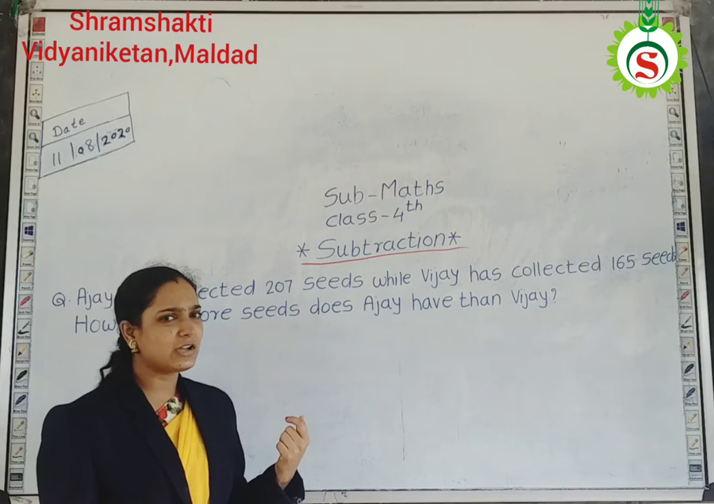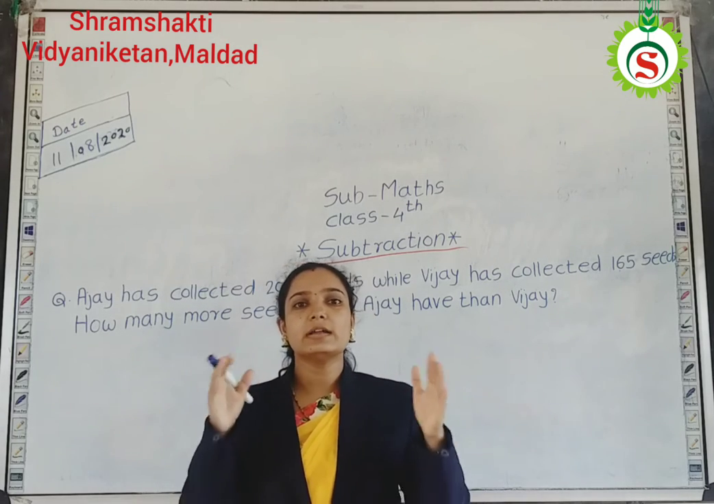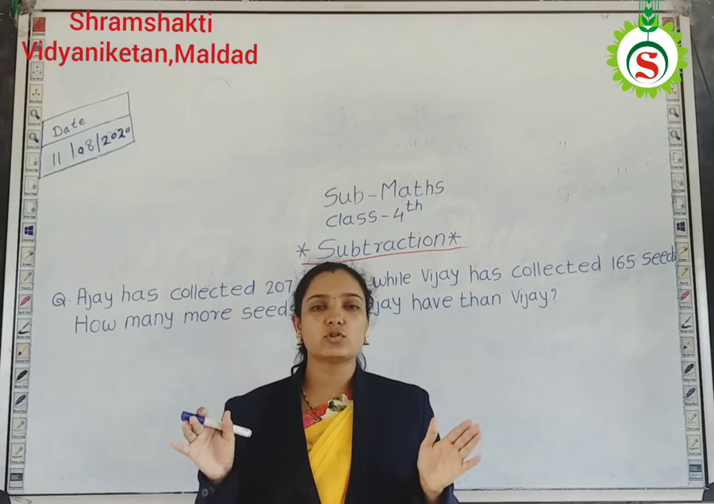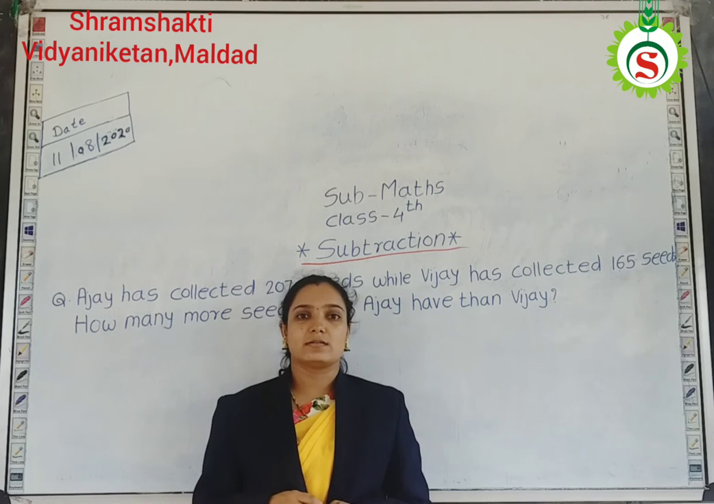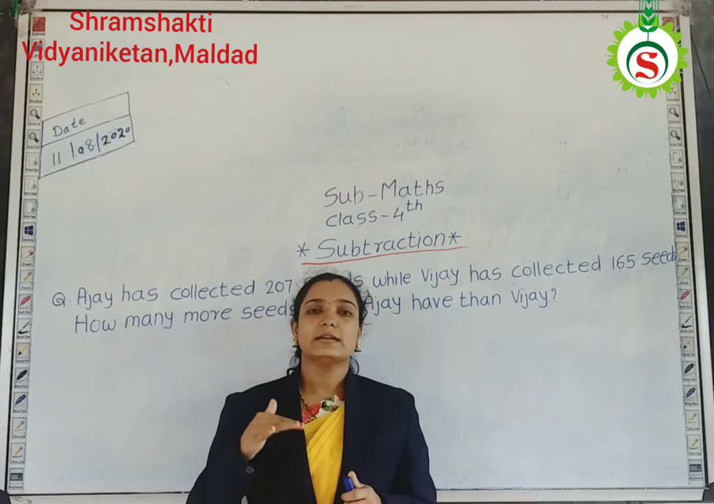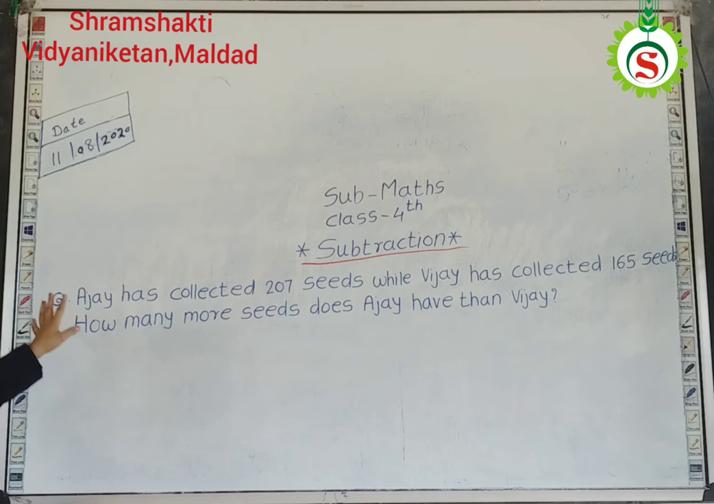Then what is subtraction? In addition we add two given numbers, but subtraction is completely opposite to addition. So in subtraction we subtract a smaller number from a greater number. Here one example is given. We have to try to solve this example.